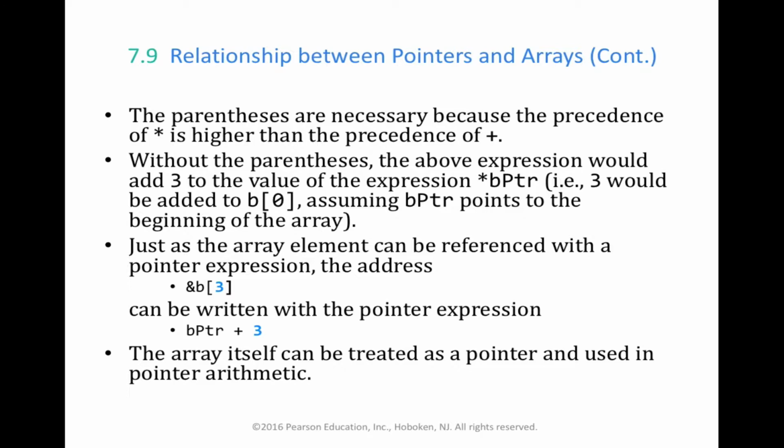Because of that, we have to use the parentheses to force it to do what we want. Without the parentheses, we would be grabbing the value stored at the bptr pointer, and 3 would be added to whatever the value of the first index of the array is.